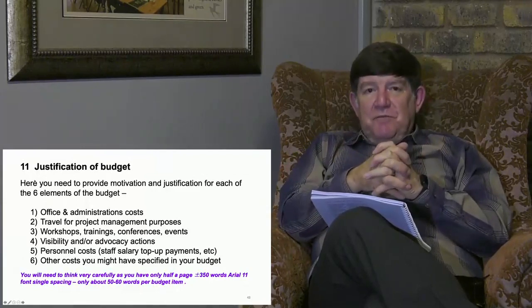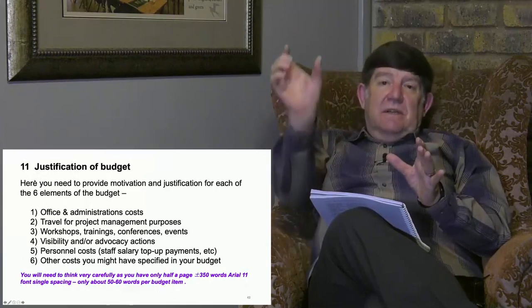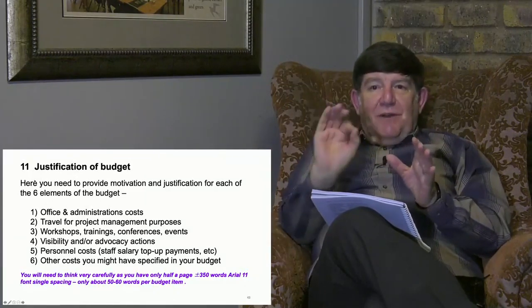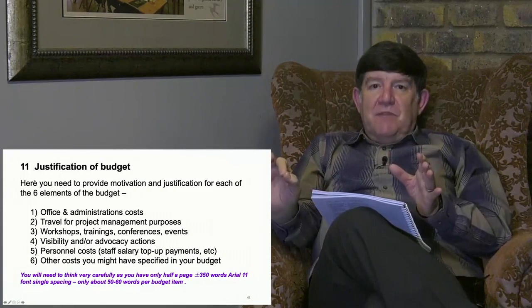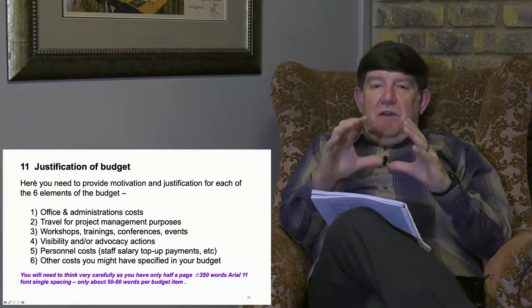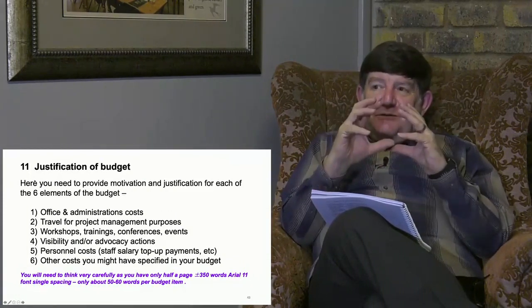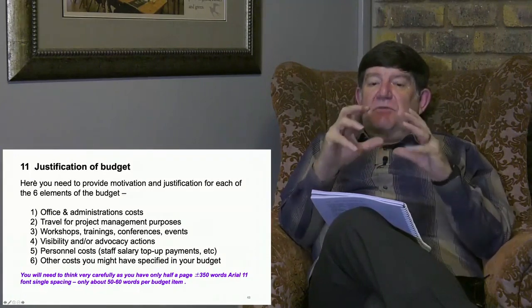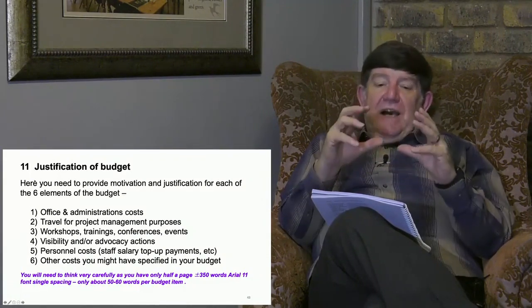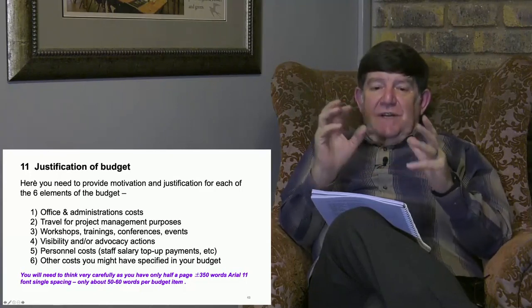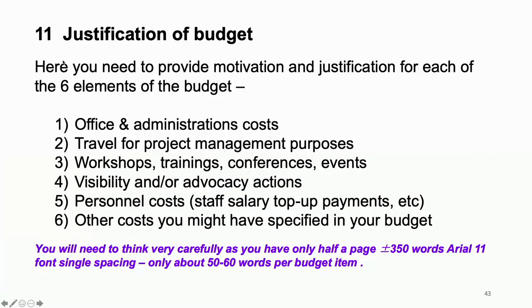The last paragraph is the justification of the budget. In the budget itself, there was the right-hand column where you justified each expenditure item. Now, in your application, the last half a page is a narrative, motivation and justification of your budget. As we indicated, there are 6 elements: office and administration costs, travel and project management costs, workshops, training, conferences, events, visibility and advocacy, personnel costs, staff salary, top-up payments, and other costs you might have specified in your budget.